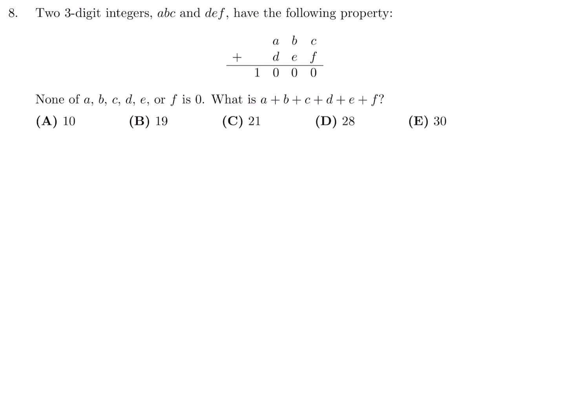Two 3-digit integers, ABC and DEF, have the following property. ABC plus DEF is equal to 1,000. None of A, B, C, D, E, or F is 0. What is A plus B plus C plus D plus E plus F?